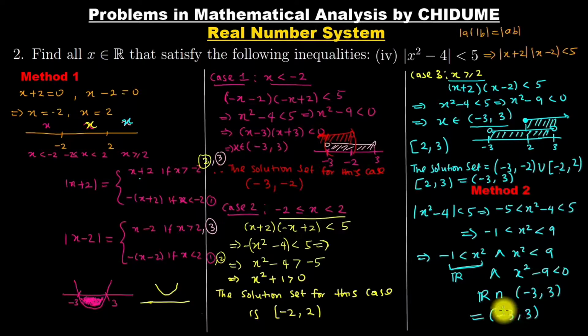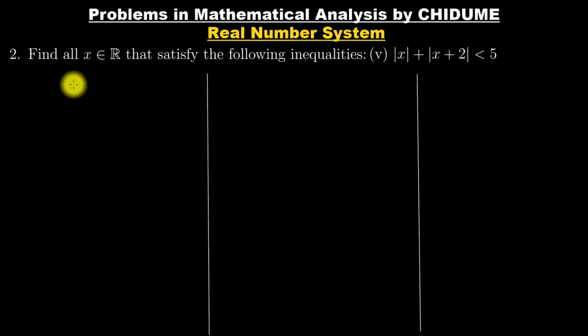So let's move ahead to the next question. In this question, we are asked to find all x in R which satisfy this inequality. Again, for us to solve this inequality, we just need to partition the values of R on the real line. We do that by setting the arguments to 0, so x is 0, and x plus 2 is also 0.